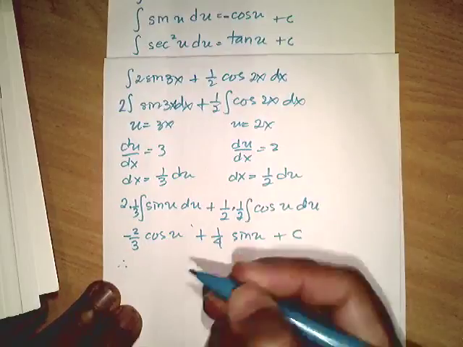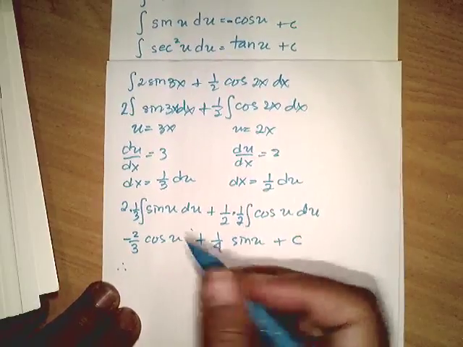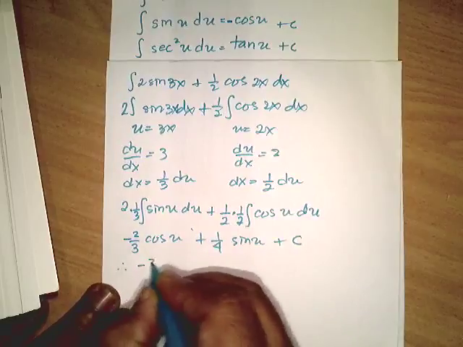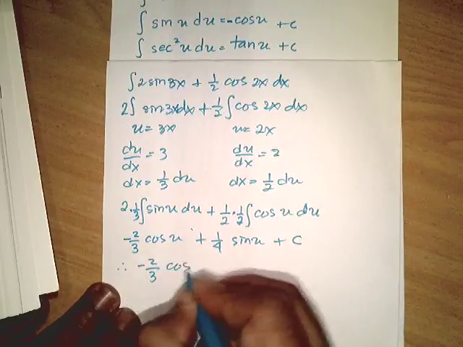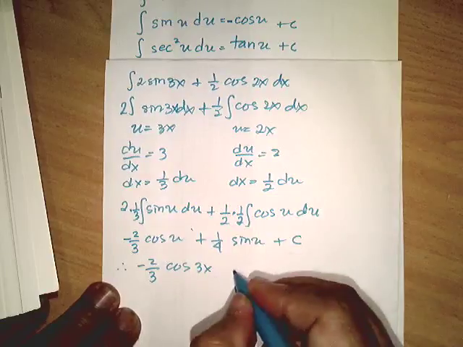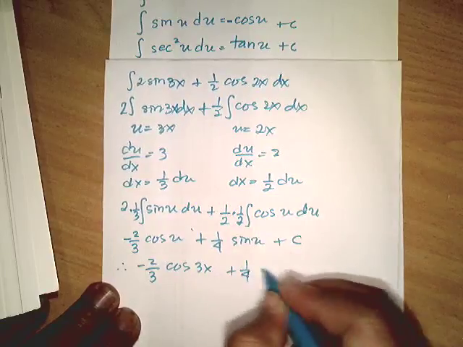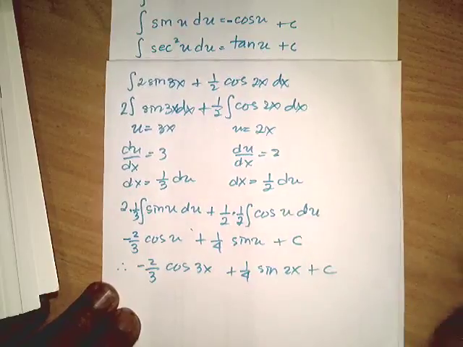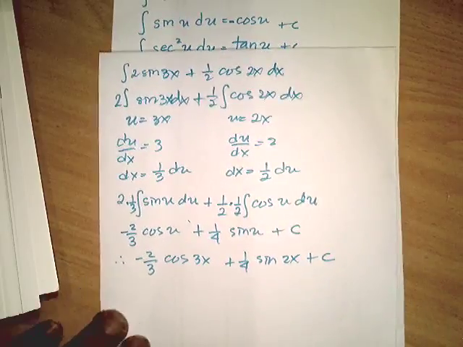So you need to write it back in terms of x. Your u is 3x, so therefore the final answer is negative 2/3 cosine 3x plus 1/4 sine 2x plus c. Alright, so there you go.